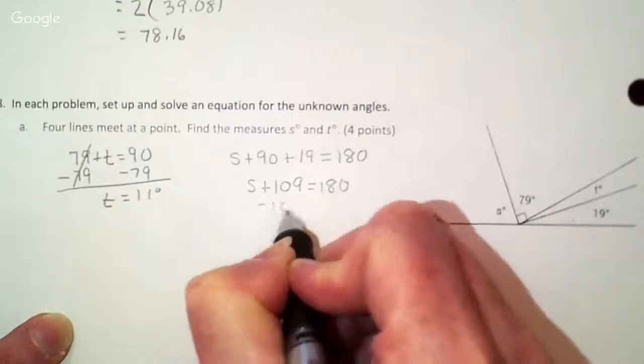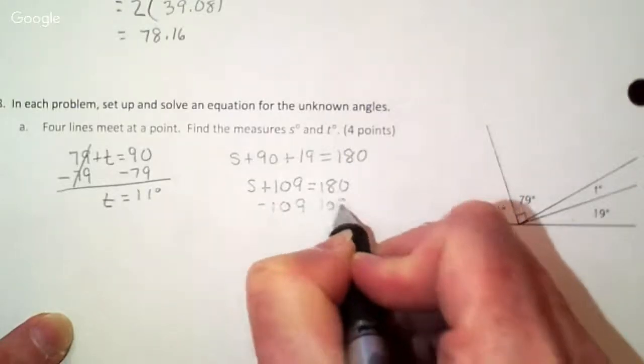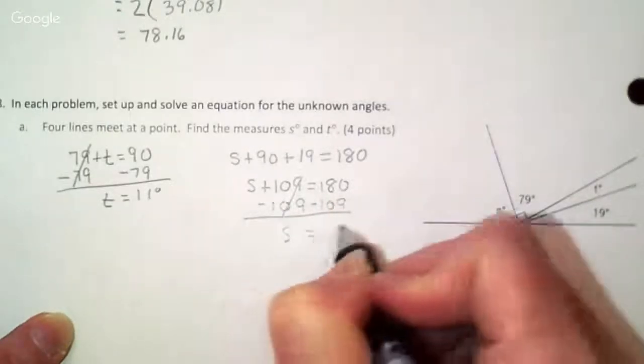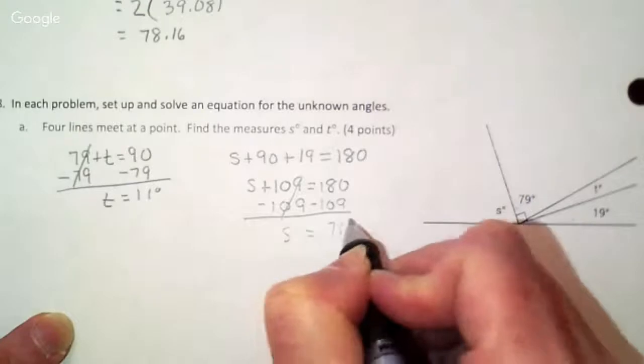Subtract 109 from both sides. And I have S equals 71 degrees.